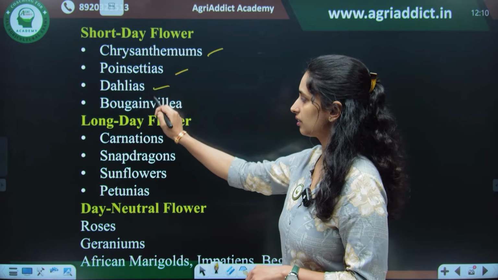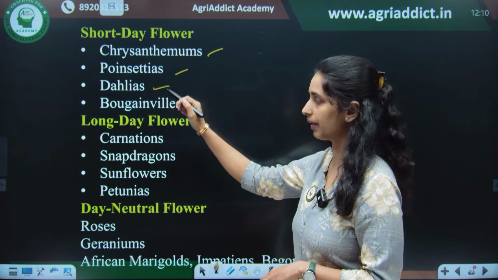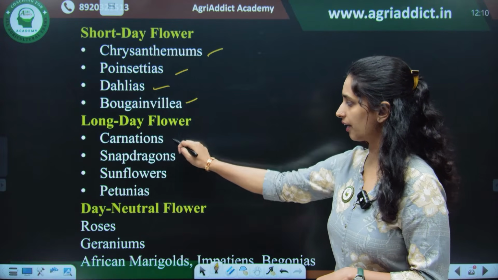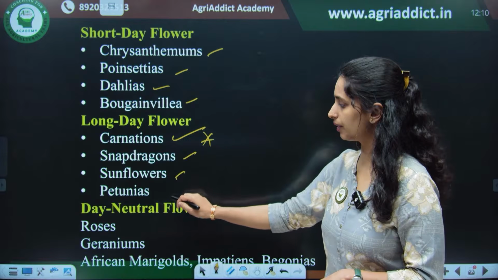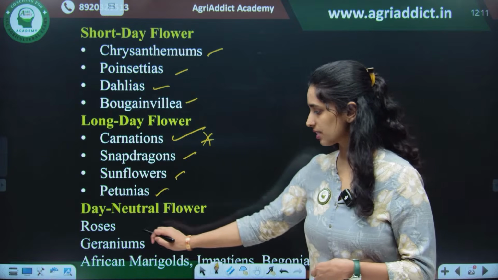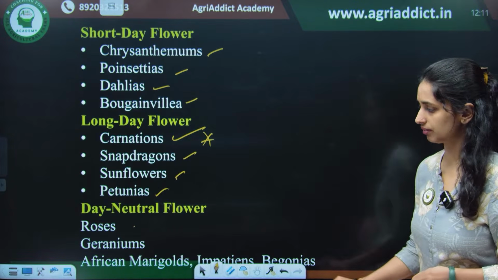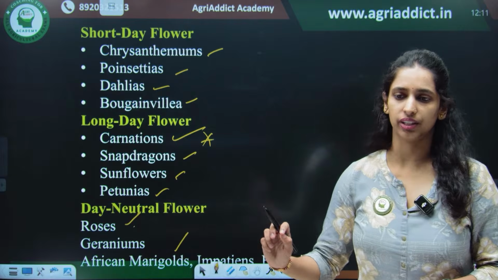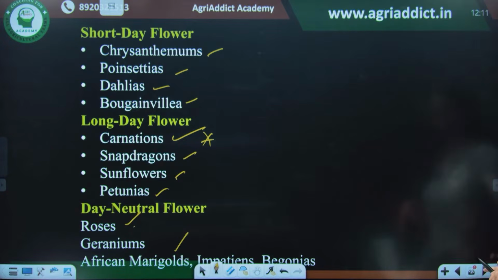So dahlias, और इसमें भी the day neutral type भी है, and bougainvilleas. And long day flowers: carnations very important, snapdragons, sunflower, petunias. And day neutral flowers: roses, geraniums, African marigolds, impatiens and begonias. इसमें you remember African marigold. Roses तो पता है day neutral है. You can see roses all of the time ना.